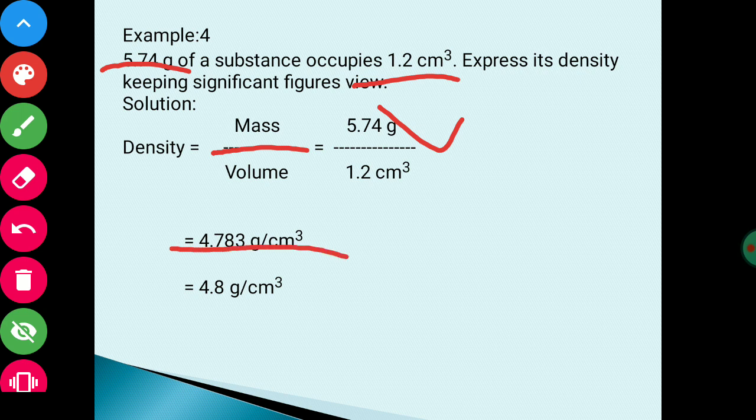So our result becomes 4.783 gram per centimeter cube. Now rounding off up to the significant figures. So up to how many decimal places? 1. So the result is 4.8.